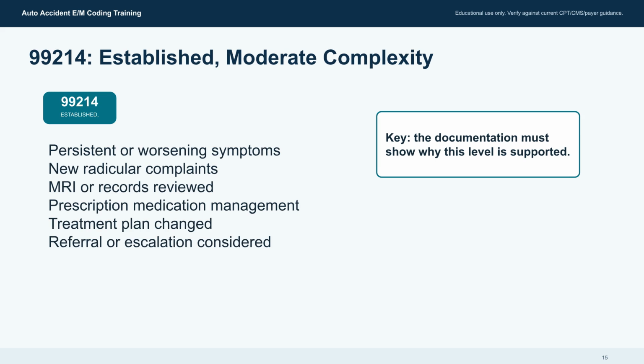Let's compare with 99214. A 99214 reflects moderate complexity. This may be appropriate when an established auto accident patient has persistent or worsening pain, new numbness or tingling, weakness, headaches, or functional decline. The provider may review MRI results, adjust medications, order additional imaging, refer to a specialist, or change the treatment plan. The documentation must show active medical management and moderate complexity. If the note only says the patient is improving and should continue the same treatment, that usually does not support a 99214. Coding correctly decreases audit risk around unsupported 99214 billing.